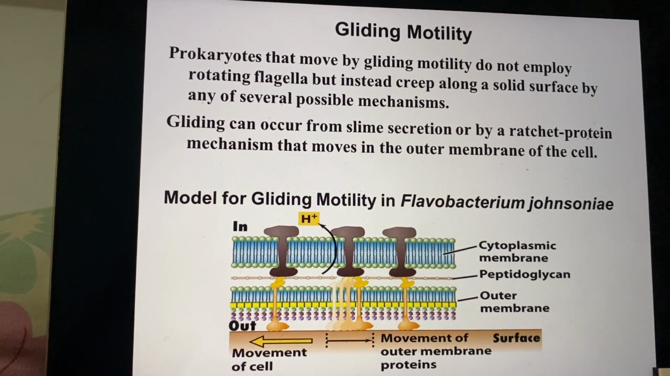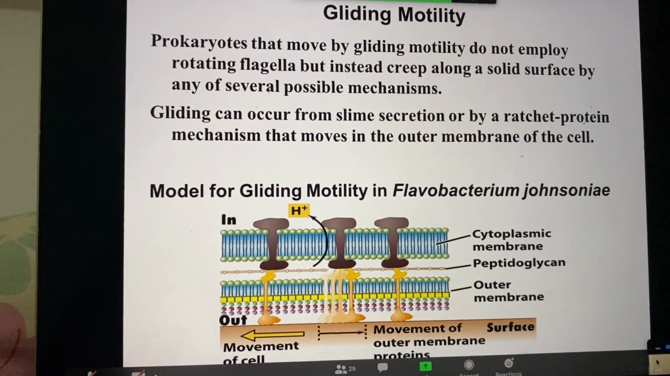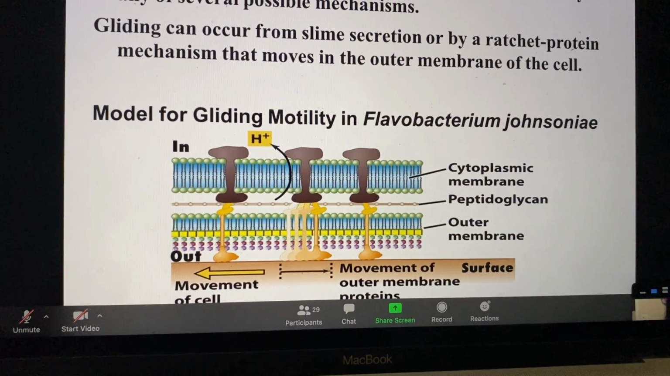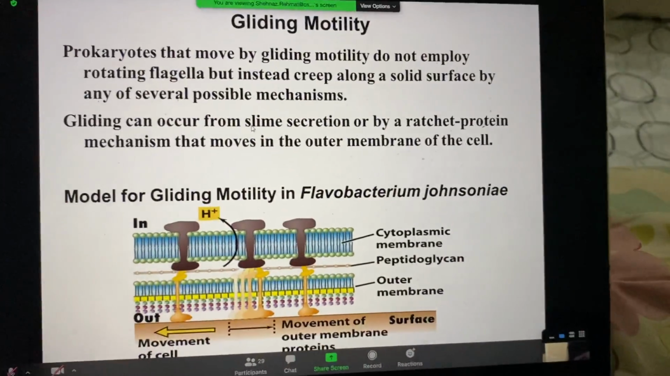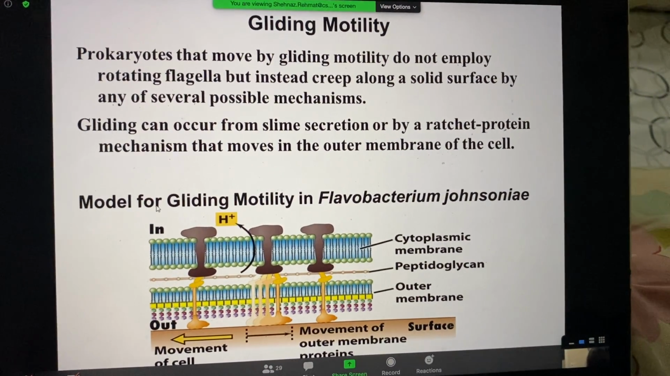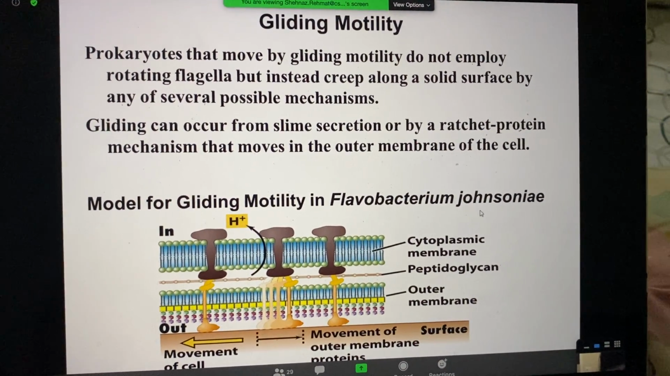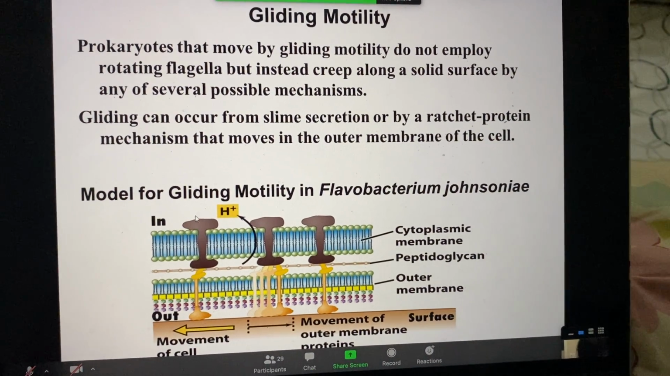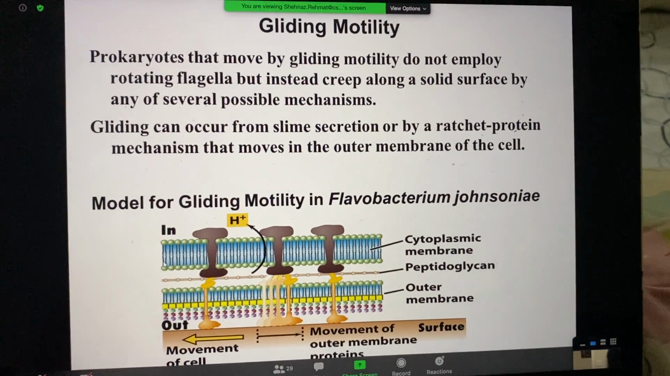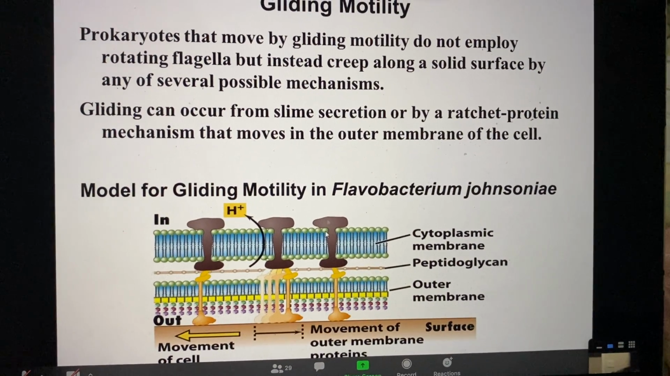So gliding movement occurs usually as if the bacterium is gliding over a hard surface. So this movement is portrayed by very few, very special bacteria. And this is because some of them can secrete some slime, and they have some ratchet proteins that are involved in the movement in the outer membrane. So here is one of these depicted by Flavobacterium johnsoniae, which is a model for the gliding movement. And you can see that this is the outer membrane, and this is your cytoplasmic membrane in which your main proteins are there for the movement.